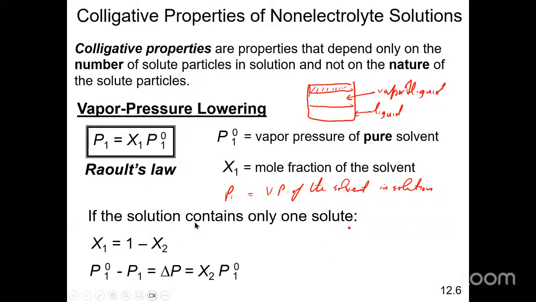Now, if the solution contains only one solute, then the mole fraction of the solvent will be equal to 1 minus the mole fraction of the solute. And therefore, we can plug this term into this equation if we want to find the difference in the vapor pressure between the pure solvent and the solvent in solution. When you plug all those numbers in, I won't go through all that now, you're going to end up with that change being equal to the mole fraction of the solute times the vapor pressure of the pure solvent.